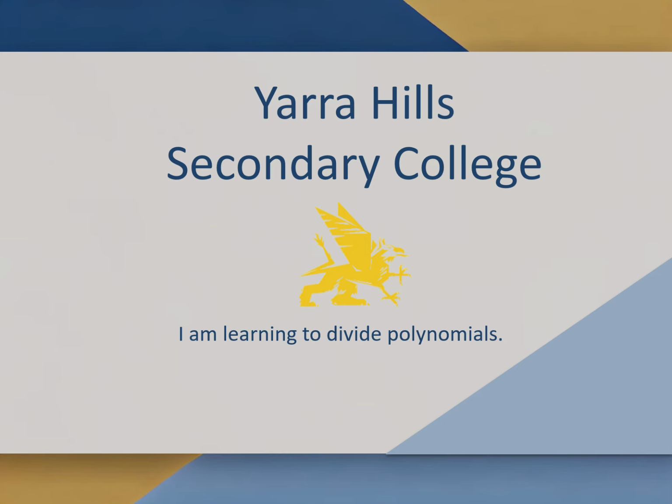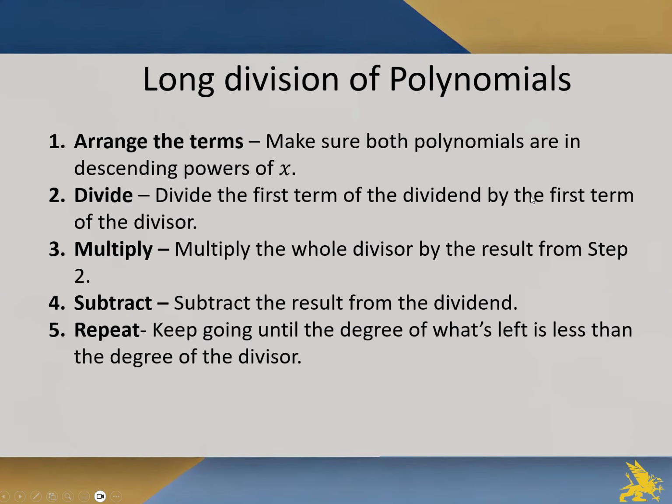We are going to be working on 6b. Today, 6b is us learning to divide with polynomials. So there are five clear steps that we are able to do. One is arrange the terms in descending power order. We are going to divide, multiply, subtract our answer, and then repeat.